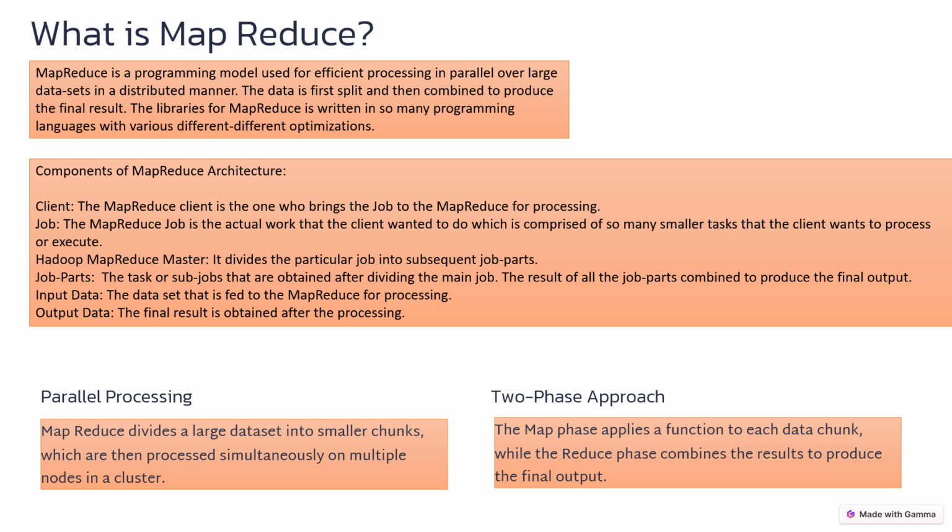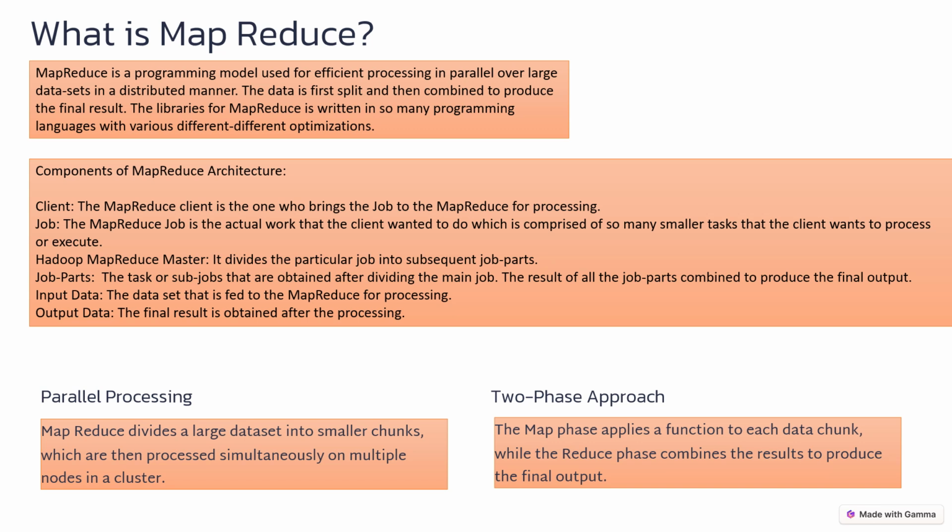Now, talking about components of MapReduce architecture: the client, then job, then Hadoop MapReduce master, job parts, input data, and output data. So now, first let's talk about client. The MapReduce client is one who brings the job to the MapReduce for processing. Now, the MapReduce job is the actual work that the client wanted to do, which is comprised of many smaller tasks that the client wants to process or execute.